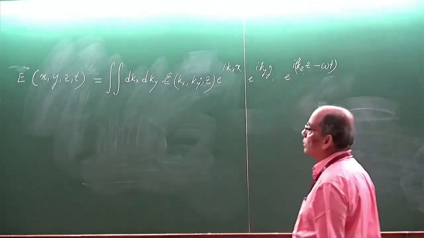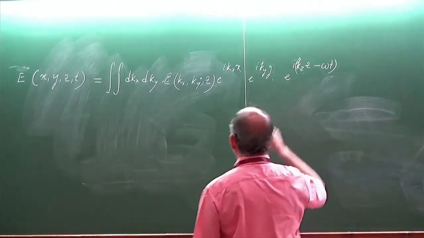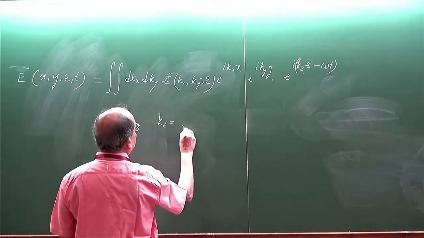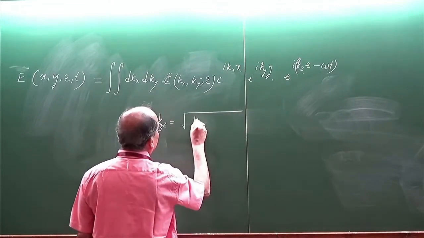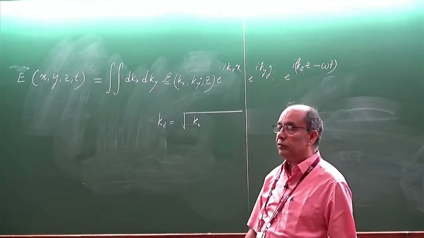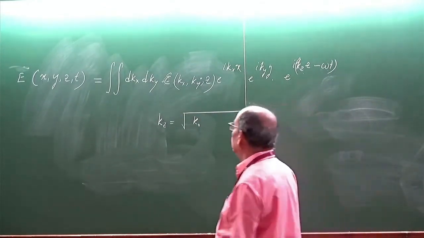Okay, so that's the 2D Fourier transform of the standard scalar wave. Now look at the structure of this kz. You can recognize that kz will be the square root of k squared. Let's say you are talking about free space propagation, the wave vector will be omega by c, the free space wave vector. This is k squared.